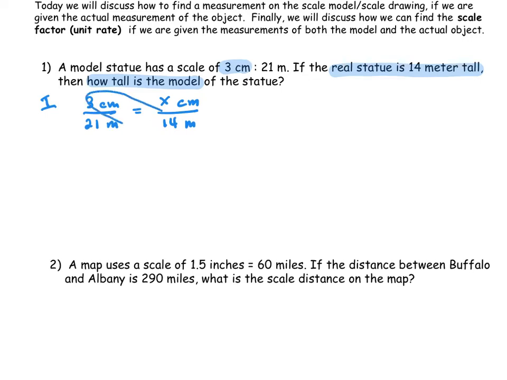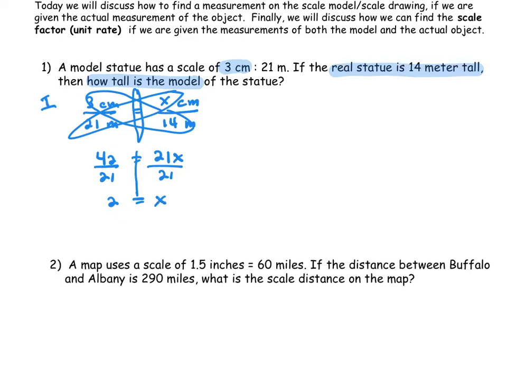We're going to cross multiply using the butterfly method. And we will get 3 times 14, which is 42. And that's going to equal 21x. Now in this particular case, we have to solve for x, which means we're going to divide by 21 on both sides of the equation. And we're going to get 2 equals x. So what exactly does that mean? Well, if we look right here, x is centimeters, and so the model is 2 centimeters tall.